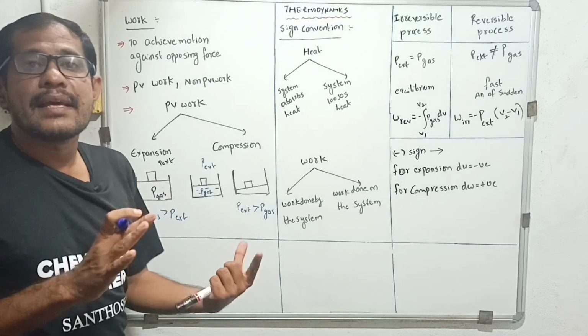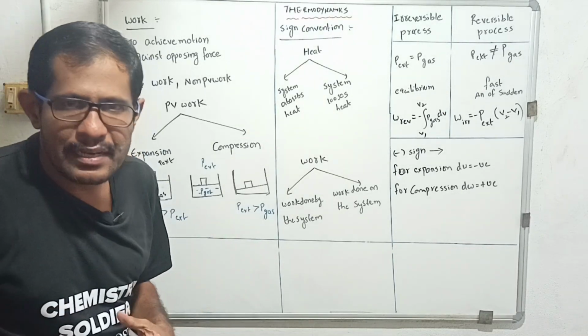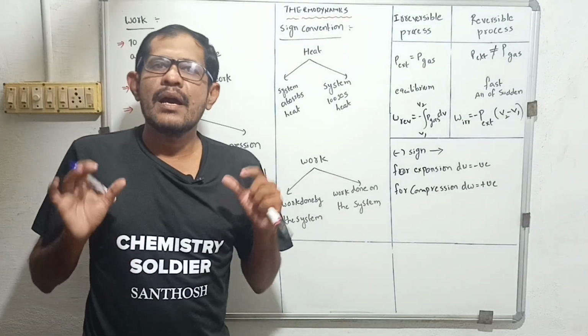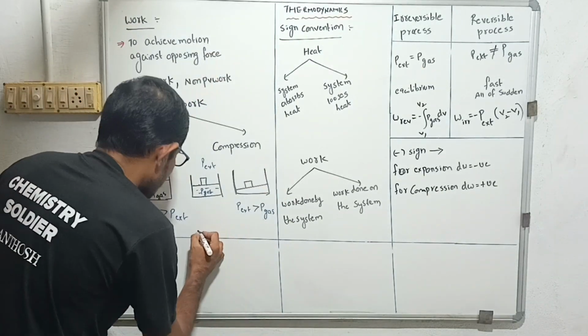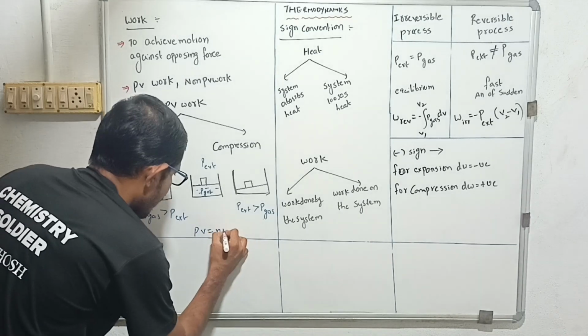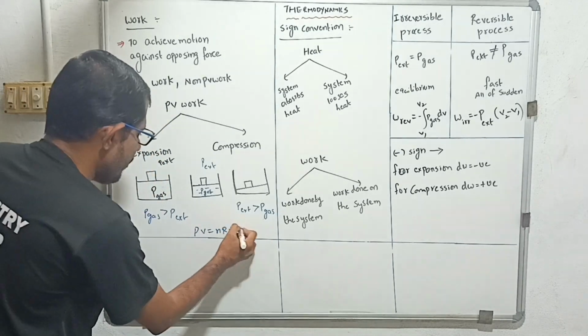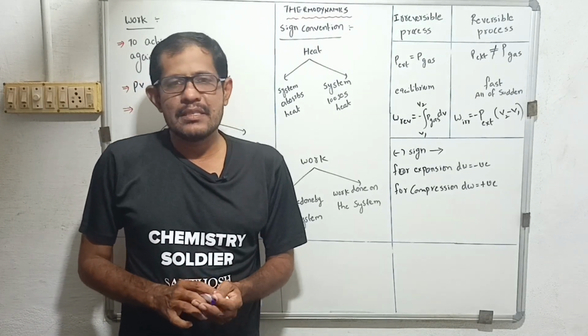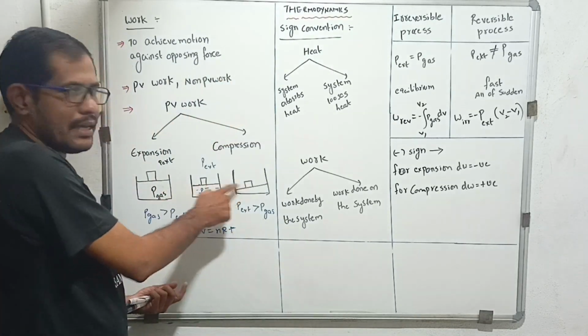We can apply the ideal gas equation for this. While doing calculations and problems for the gas inside, P gas, we can apply the ideal gas equation. What is the ideal gas equation? PV equal to nRT, right? We can apply this ideal gas equation PV equal to nRT for the gas over here.